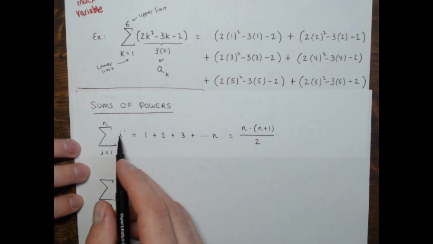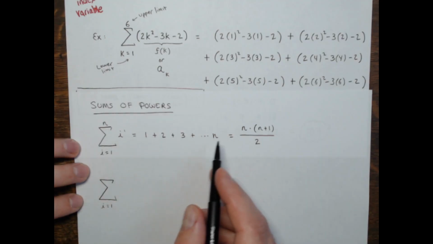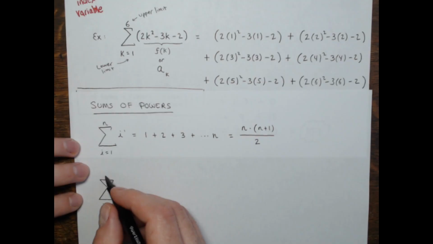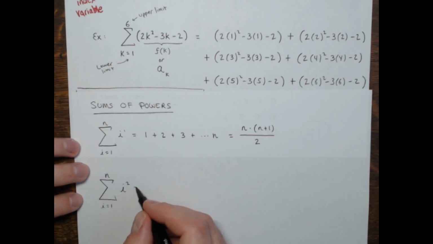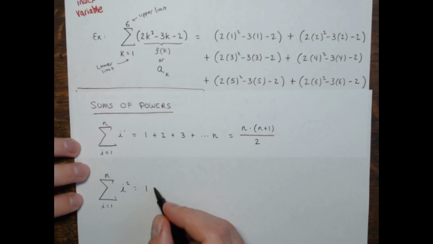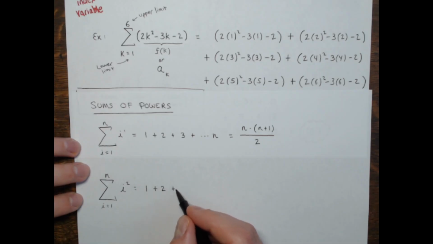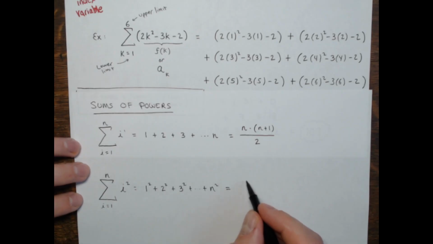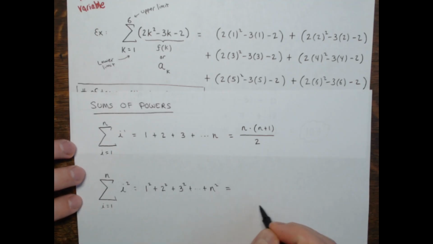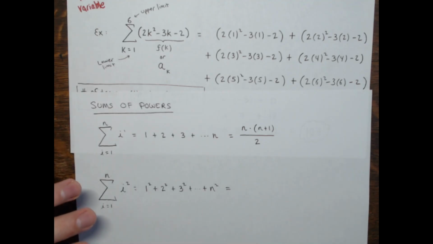Now if I'm adding up the squares, this was the sum of first powers of whole numbers. So let's say I'm adding up i squared. So this would be 1 squared plus 2 squared plus 3 squared plus 4 squared, all the way up to plus n squared. So 1 plus 4 plus 9 plus 16 and so on. And this has a nice closed form, a simple expression to give you the value.